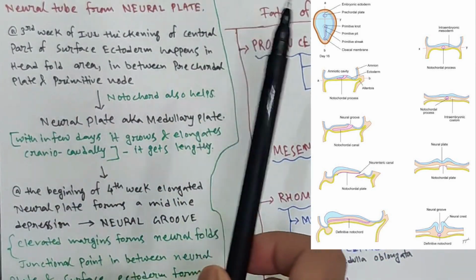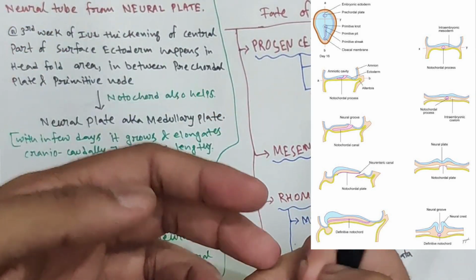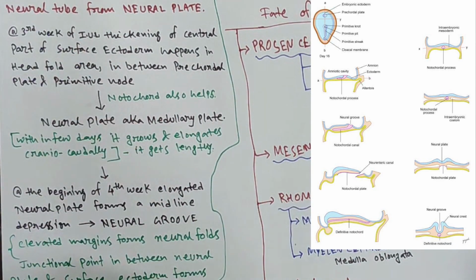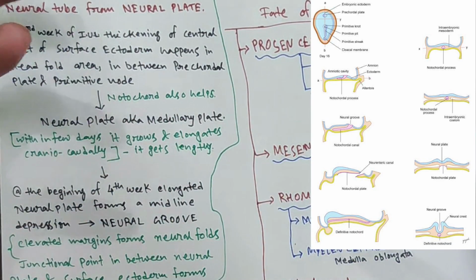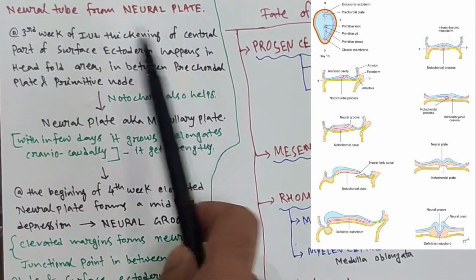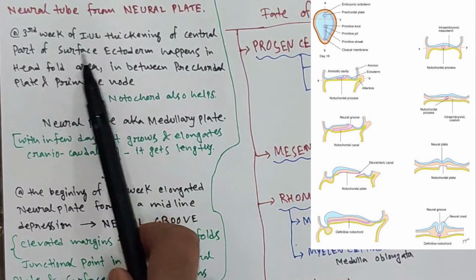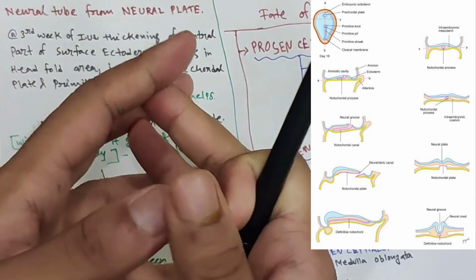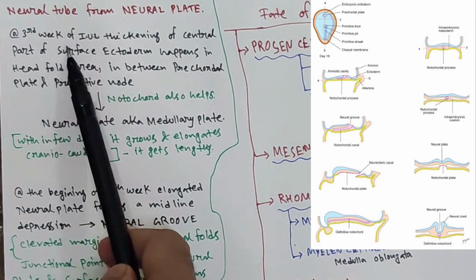Try to understand. In my earlier videos of embryology, I told you that embryo folding stage where the head fold forms, tail fold forms, and two lateral folds form. Now, in the head fold, specifically in between precaudal plate and primitive node, there is a surface ectoderm.